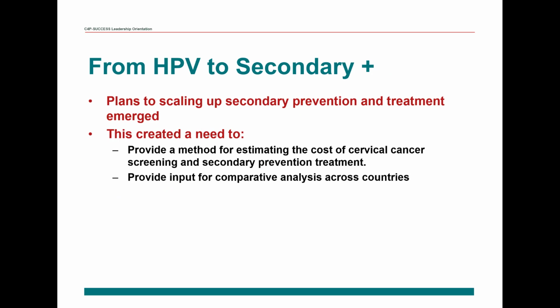The C4P tool for HPV was well accepted and was being used in many, many different countries over the next few years. And then plans started to emerge for countries that wanted to scale up their secondary prevention and treatment programs within their existing health systems. This created a need to provide a method for estimating the cost of cervical cancer screening and secondary prevention treatment scale up within an existing health system. And it also created a need for input that could be used for comparative analysis across countries.